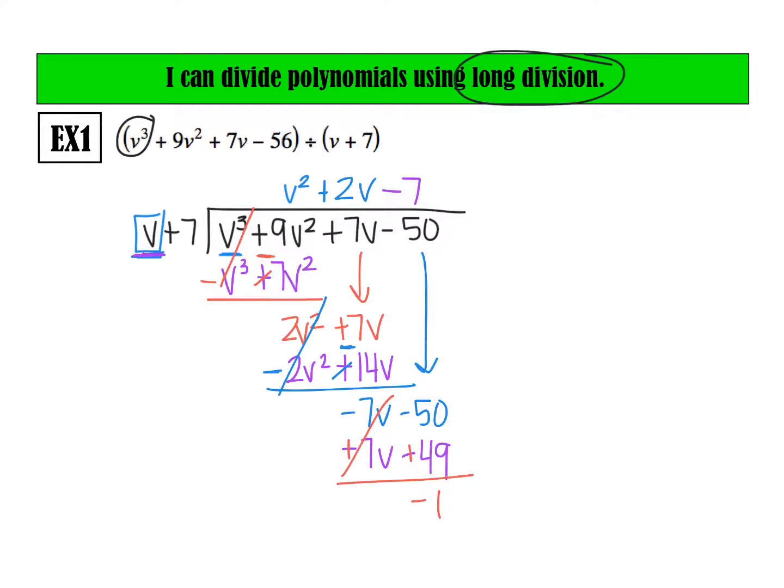And I just realized I copied this problem wrong, and it's actually negative 56, and so negative 56 plus 49 is negative 7. I'm so sorry for that. And so my remainder is negative 7 because I cannot make v look like negative 7, and it's also a monomial. So my remainder is just minus 7 over v plus 7 because I can't divide it any further, and that is my answer.